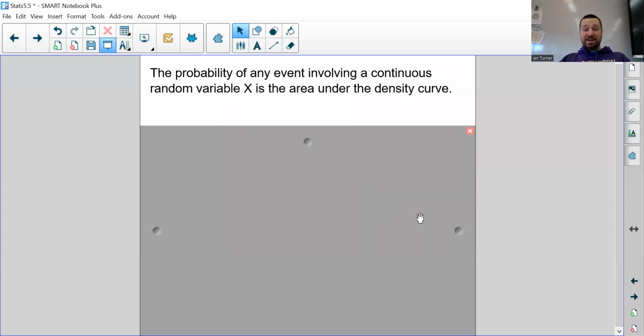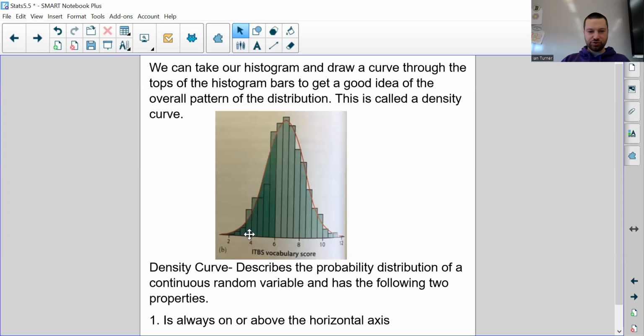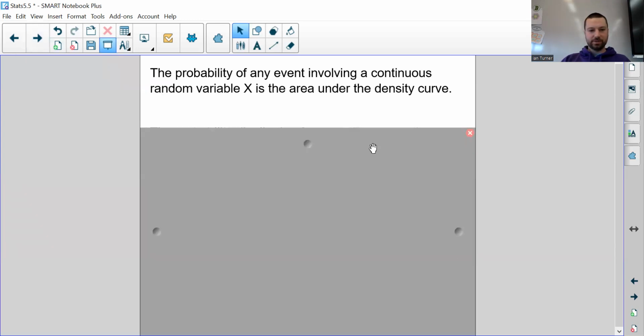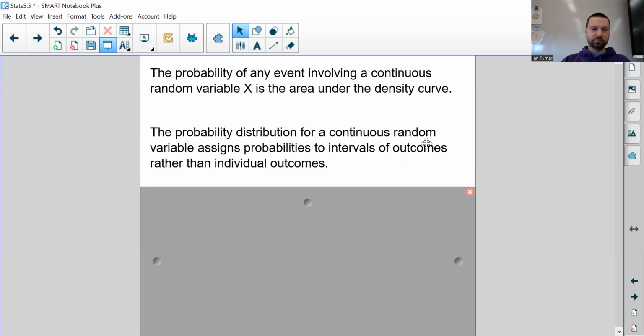The probability of any event involving a continuous random variable is the area under the density curve. Okay, so here, do you see they shaded less than 6? If you could find the area under that portion of the curve, that would be the probability that someone scores less than 6. All right, I know that's a little confusing, but stick with me.